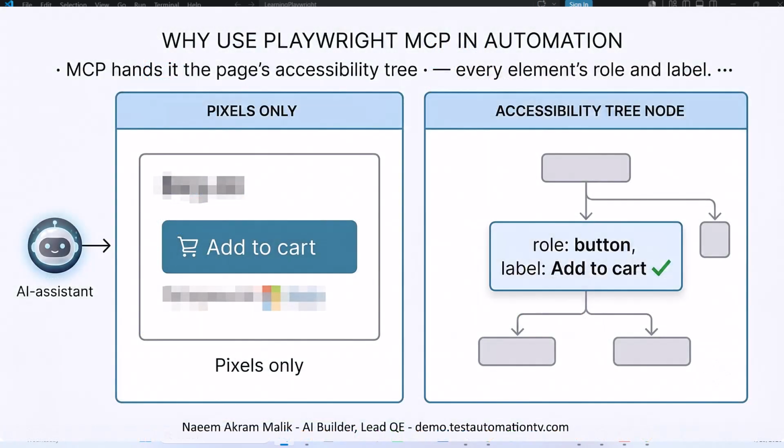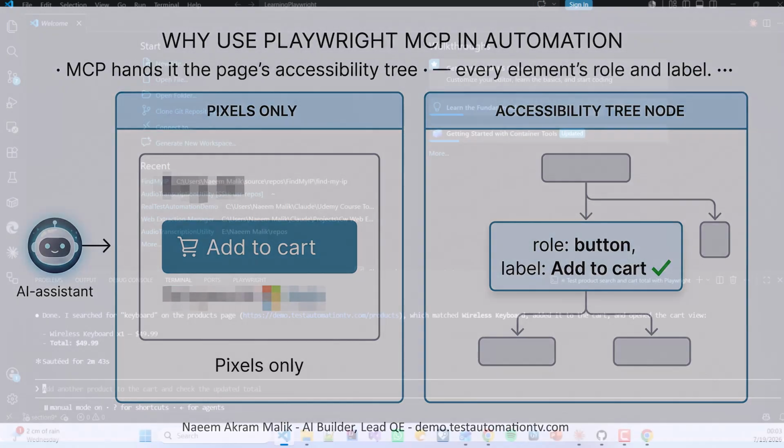A good thing about Playwright MCP is that it hands over the page accessibility tree. Every element's role and label is found by Playwright MCP, so it does not see a blue rectangle. It sees a button with a label add to cart. Same idea behind getByRole in our tests. For QA, this means exploring a feature without writing selectors first, reproducing a bug from a ticket in plain language, or checking a journey the way a person would describe it.